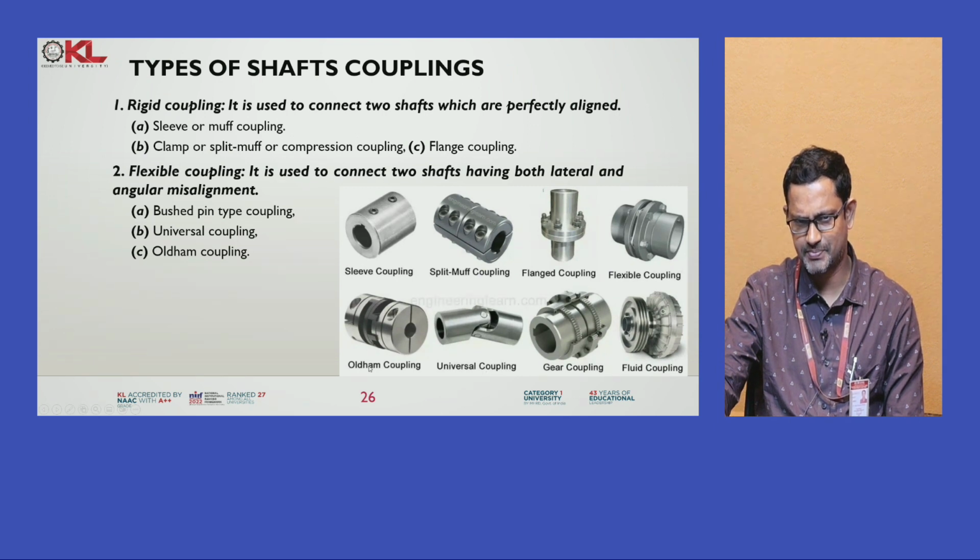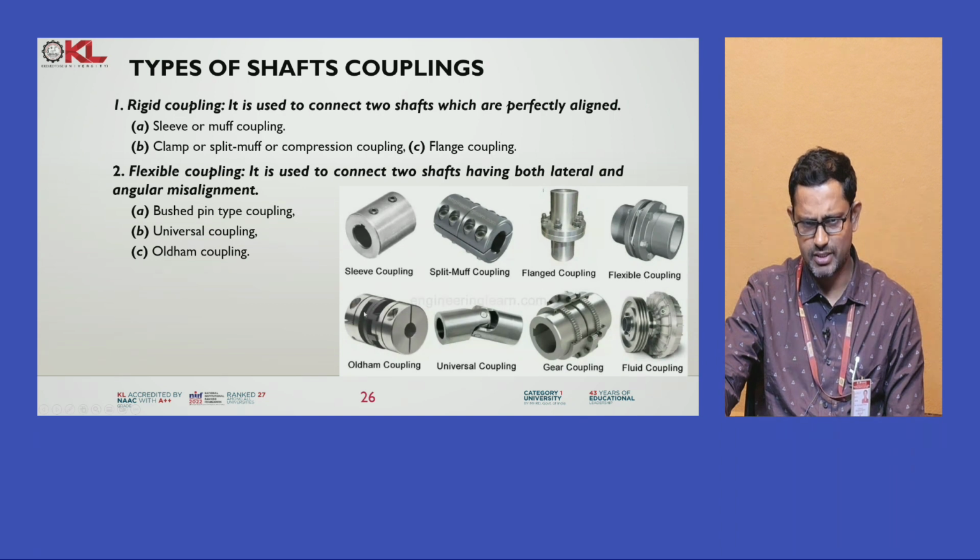Here also same case. Oldham coupling, this is the arrangement. This in between is the arrangement which is used to connect offset parallel shafts. Oldham coupling we can use for offset parallel shafts. Universal coupling we can use for misaligned, offset, everything. That's why the name itself is universal coupling.